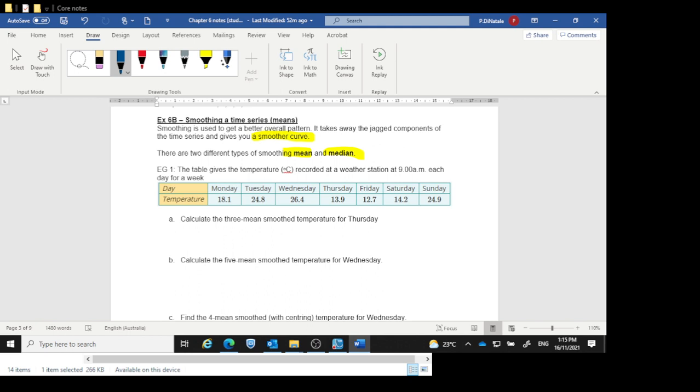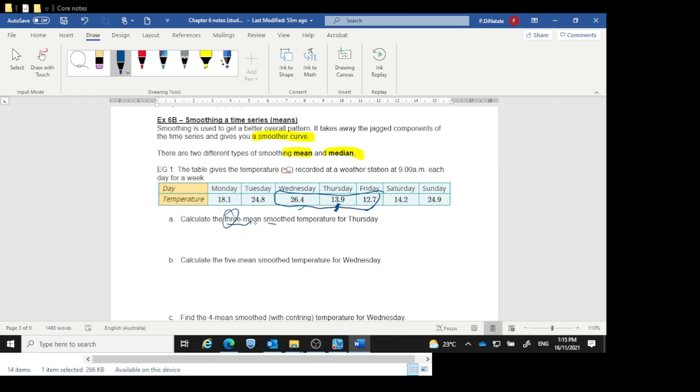Example 1 says the table gives the temperature in degrees Celsius recorded at a weather station at 9 a.m. each day for a week. Calculate the 3 mean smoothed temperature for Thursday. Because we're looking for Thursday, we want it on temperature. There's Thursday right there, and I only want 3 numbers. So there's one number, which means I have to include one number on either side of it because we're only looking at 3 numbers. So we're going to get the average of these 3 numbers.